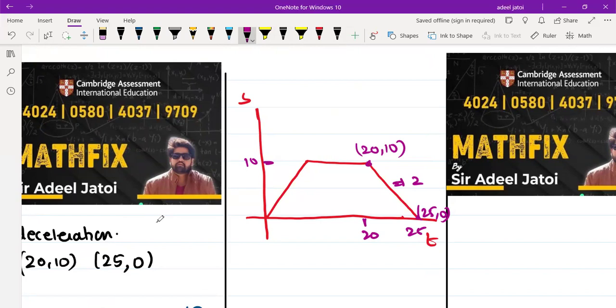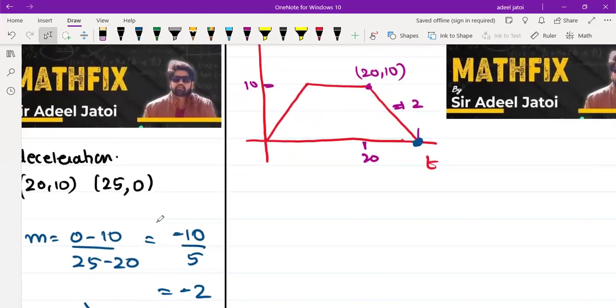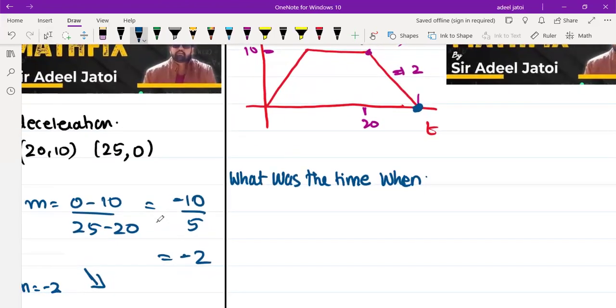And the deceleration that we took out was 2. Now let's say we do not have this 25. If we do not have this 25, what does that mean? This means that the examiner will ask you, what was the time when the object stopped?